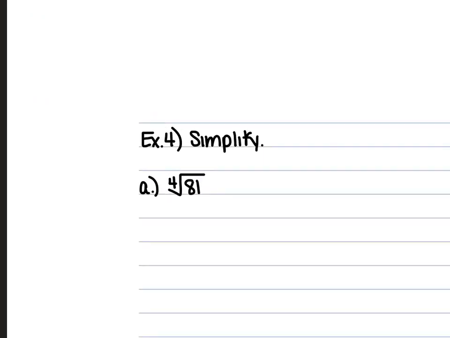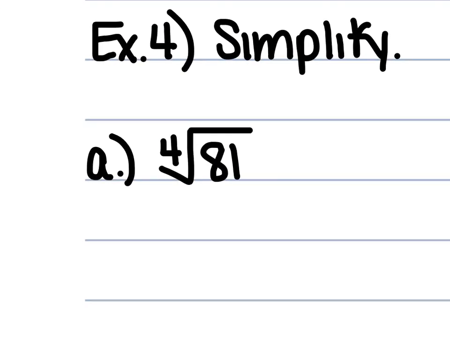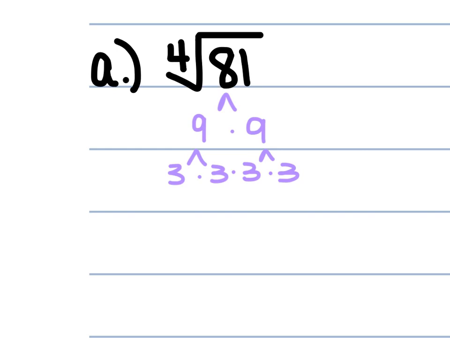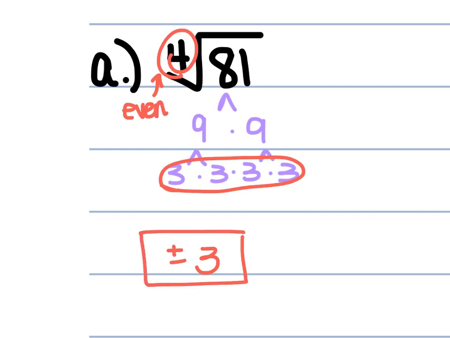If we look at our next set of examples, we are simplifying these. So for example 4a, we have the 4th root of 81. So we're going to find the prime factorization of 81 first. So 81 is 9 times 9. The 9 is 3 times 3. So we're looking for a group of 4. So this all is a group of 4, so it's just going to be 3. However, that index is even. So because it's even, we're going to put that plus or minus out in front of the 3.